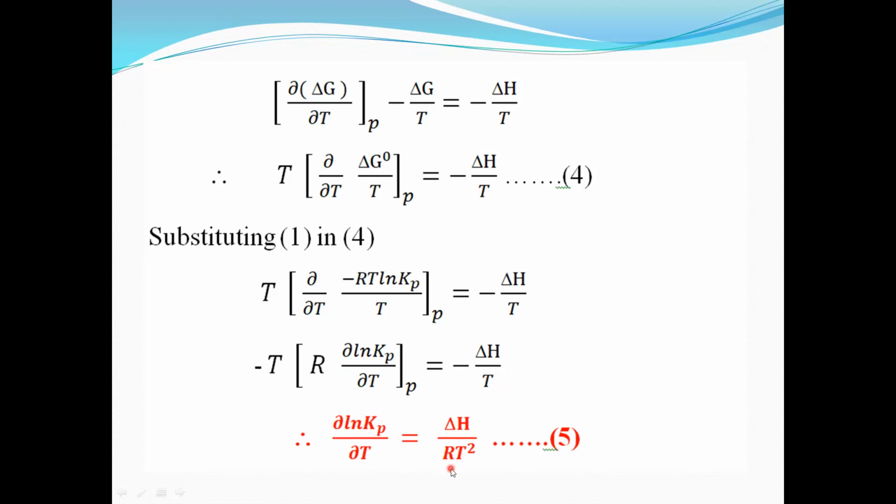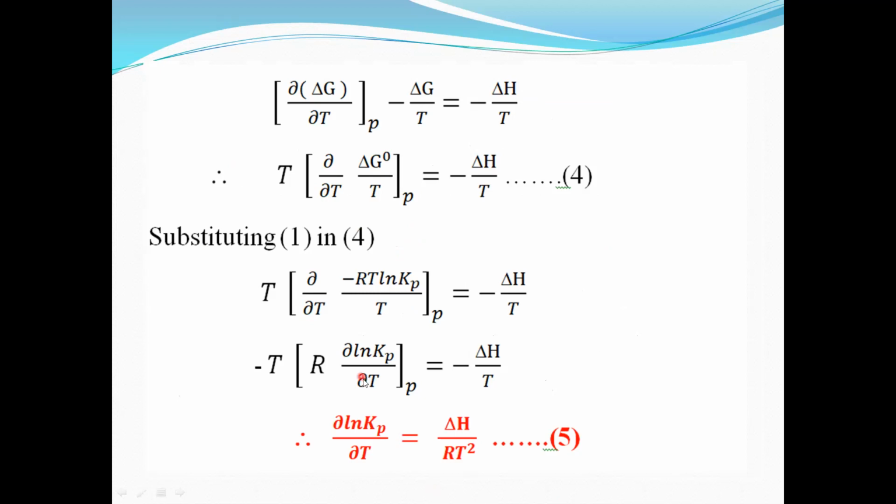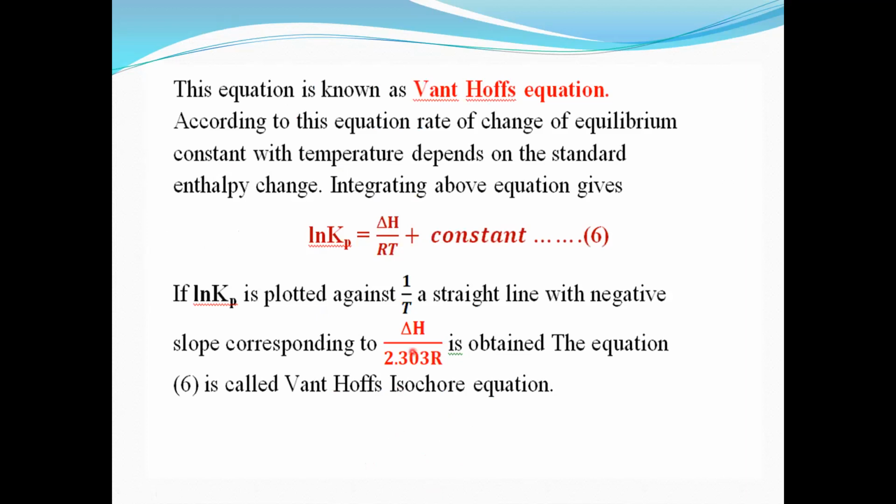We call this equation number 5. Now this equation is known as Van 't Hoff equation. That is equation 5, that is, partial derivative of ln Kp with respect to T is equal to delta H upon RT square. This equation 5 is called as Van 't Hoff equation.